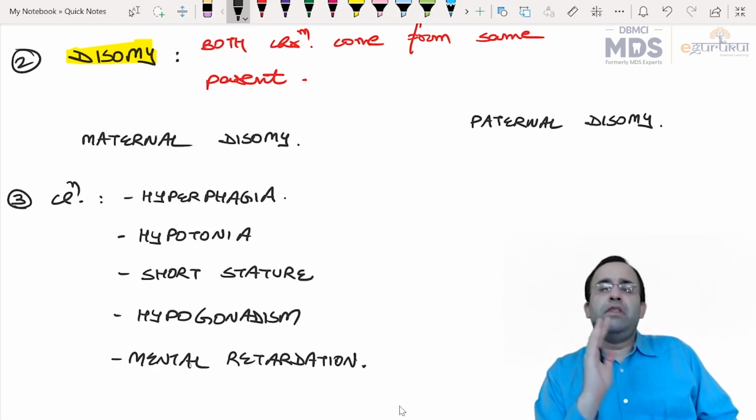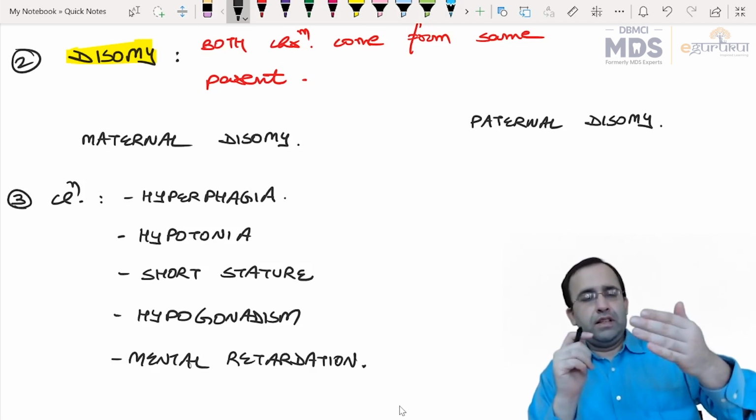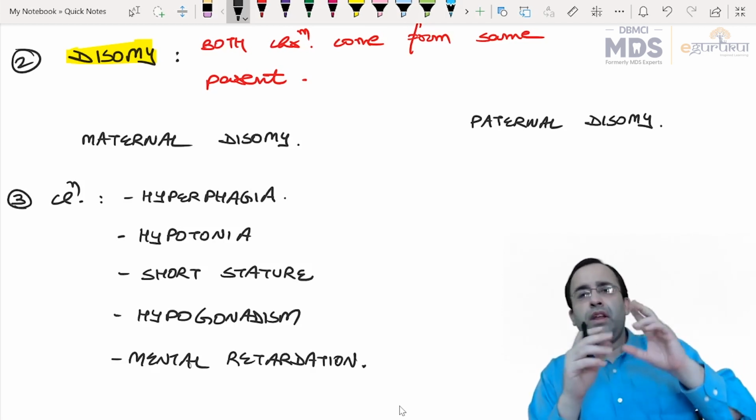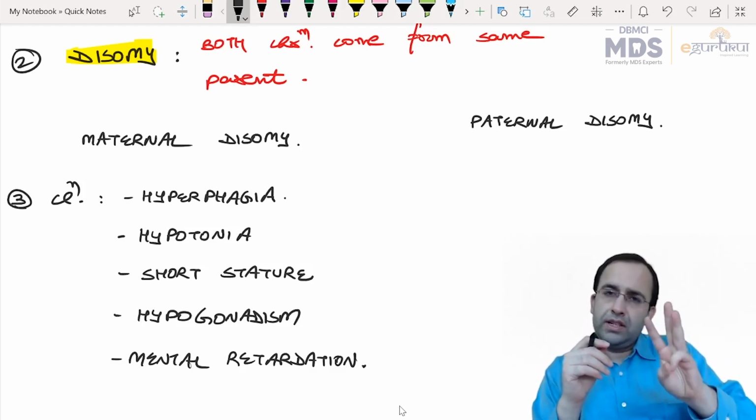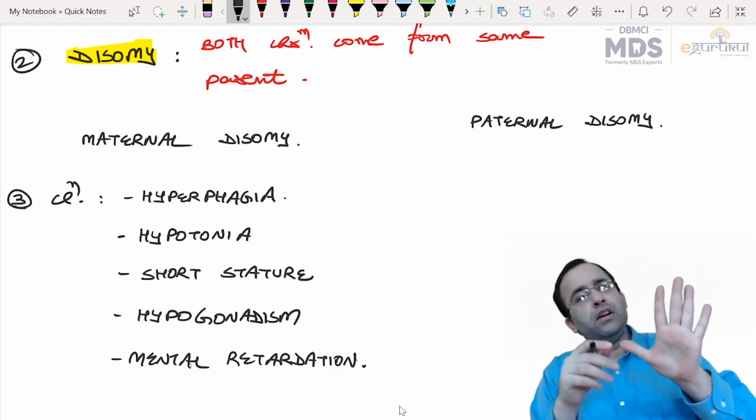This is Prader-Willi syndrome. We sit in front of TV and eat food the whole day. So: hyperphagia, hypotonia, short stature, hypogonadism, and mental retardation.